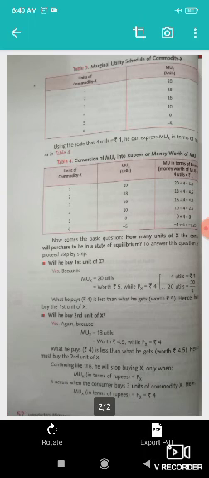Now comes the basic question: how many units of X will a consumer purchase to be in the state of equilibrium? To answer this question, we proceed step by step. Will he buy the first unit of X? Yes, because MUX is 20 utils, worth rupees 5, while PX is 4. So yes, he will buy. What he pays is less than what he gets, hence he will buy the first unit.